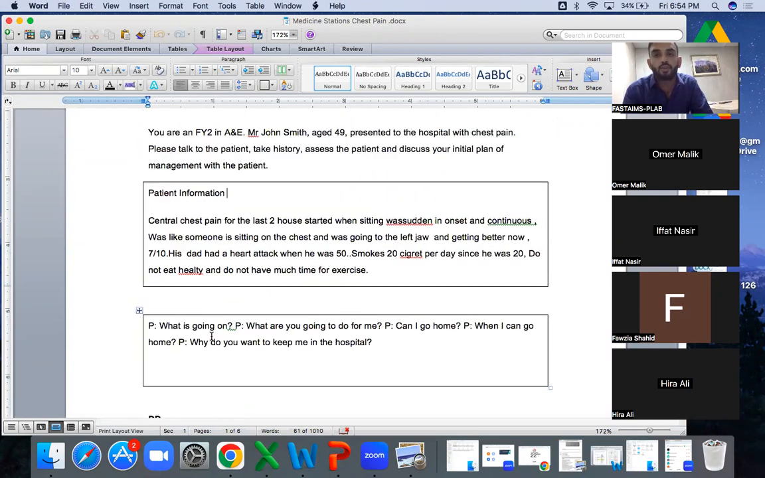For example, if you are asking questions, the patient states sudden in onset, continuous, started suddenly. It was like somebody sitting on the chest, going to the left jaw, getting better now, 7 out of 10. His dad had a heart attack at 50 years old, he smoked 20 cigarettes, does not eat healthy, and does not have much time to exercise.